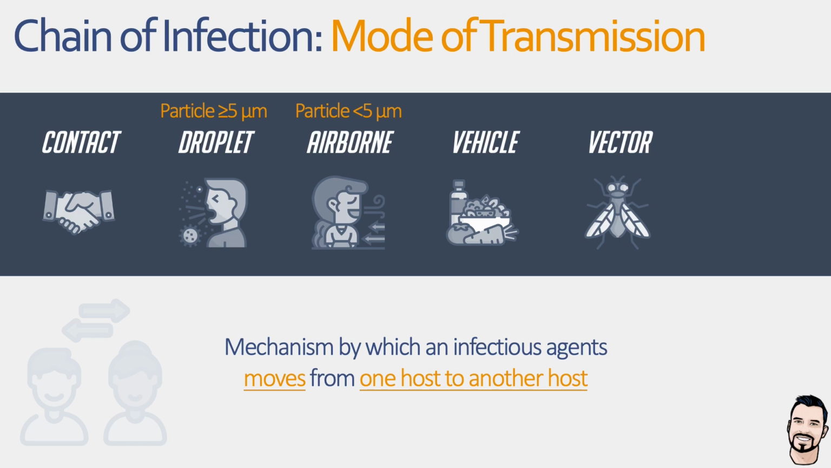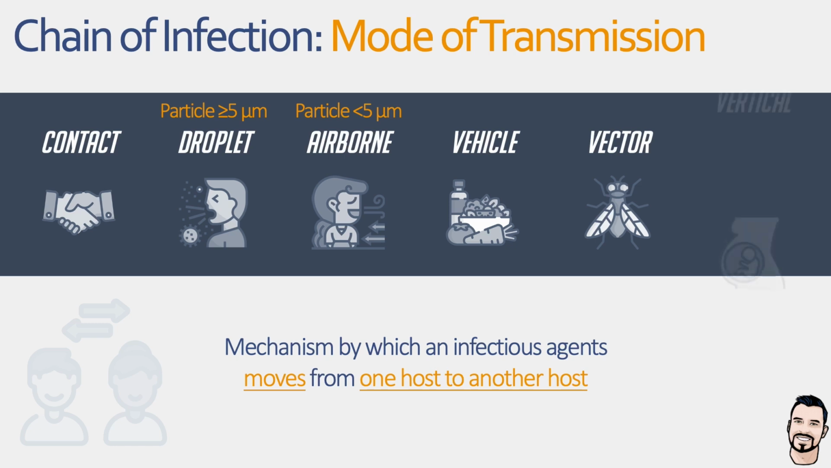Next, we have vector transmission, where the infectious agent is transported by a living carrier, usually an arthropod of some kind, and so mosquitoes transmit Plasmodium species that cause malaria, fleas can transmit Yersinia pestis, the causative agent of bubonic plague, and ticks are responsible for spreading Borrelia burgdorferi, the causative agent of Lyme disease.